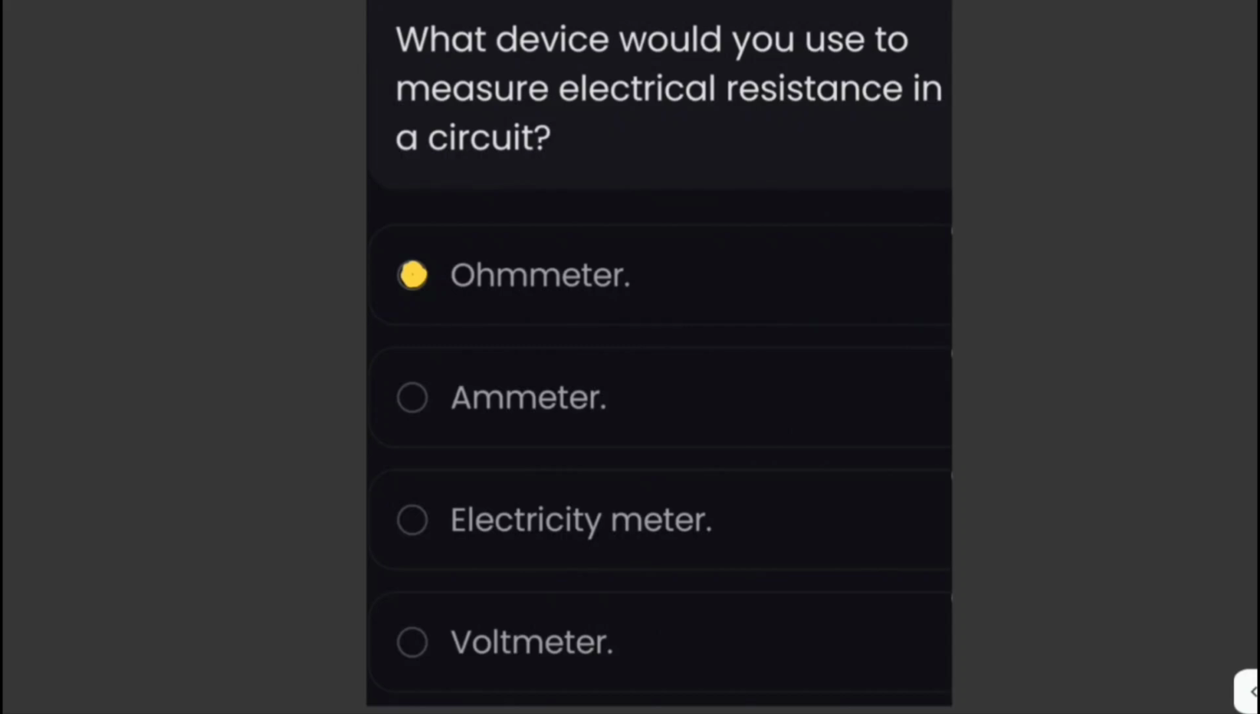A voltmeter here is specifically designed to measure voltage, but it can also be used to measure electrical resistance by connecting it in parallel across the component or circuit being tested. An ammeter is used to measure current, and an electricity meter, this one, is used to measure the total amount of electrical energy consumed.